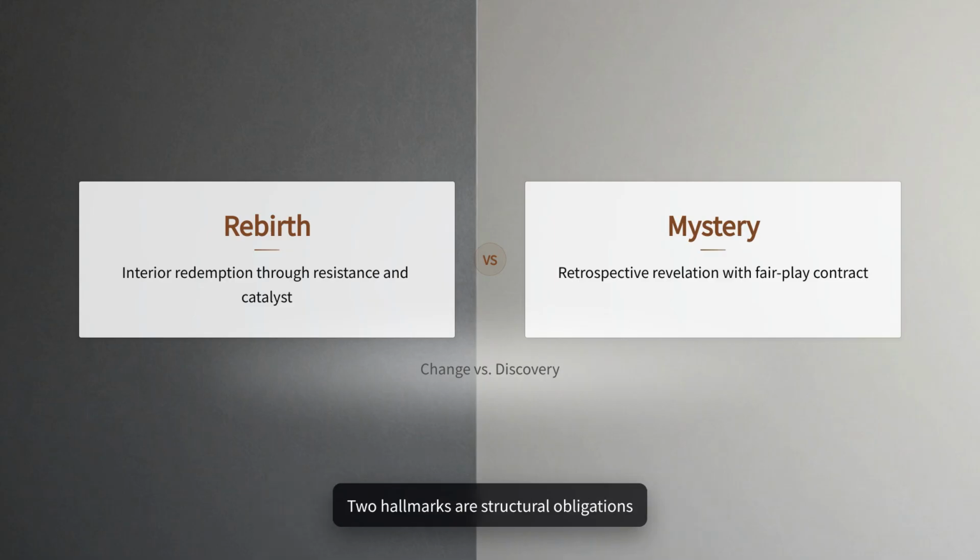Two hallmarks are structural obligations that cannot be negotiated away. Fair play. The reader must have access, in principle, to all the information needed to solve the mystery. A withheld solution is a fundamental breach of the genre contract. The investigator as the reader's proxy. The protagonist's process of discovery is the reader's experience of the story. The two move through the investigation together.